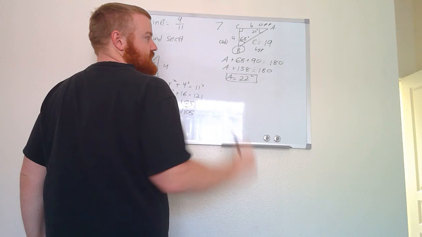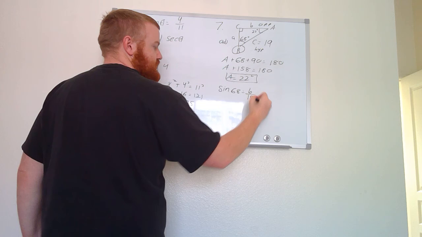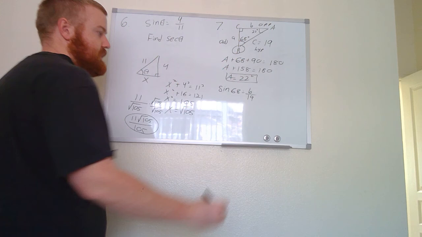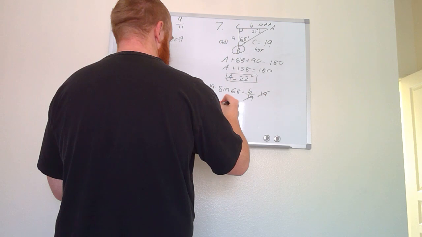side length B. So the sine of angle B, which is 68, equals the opposite, which is B, divided by the hypotenuse, which is 19. Now, to get rid of the fraction, we multiply both sides by the denominator. So multiply both sides by 19. So we have 19 times the sine of 68. We plug that into the calculator, and we get that side length B is 17.6.